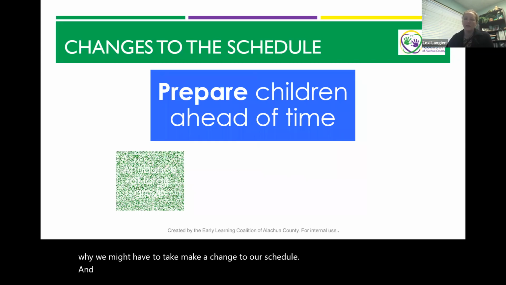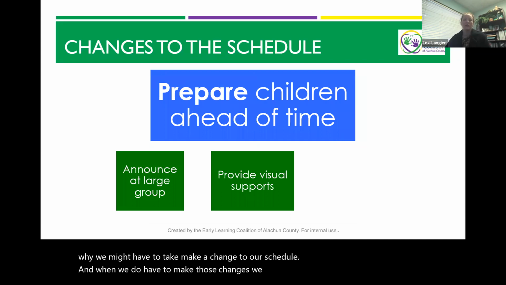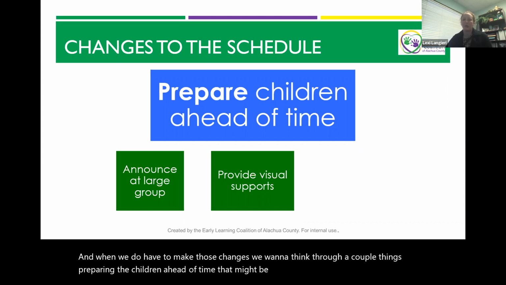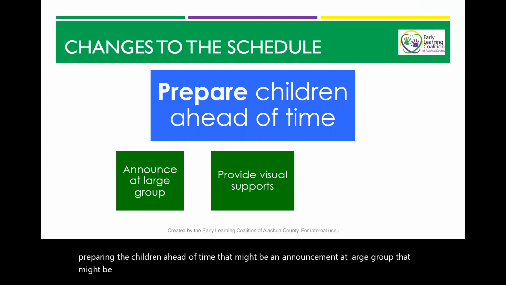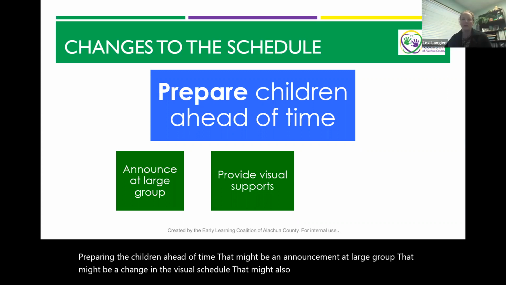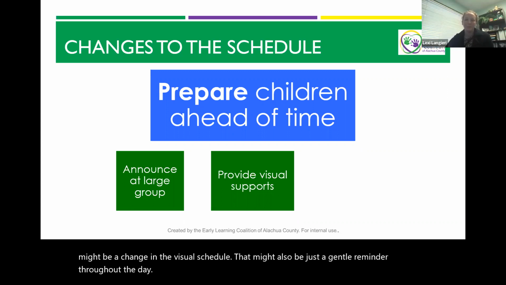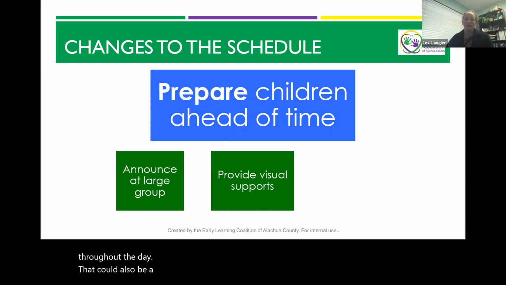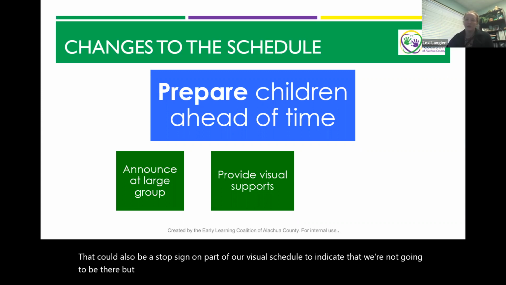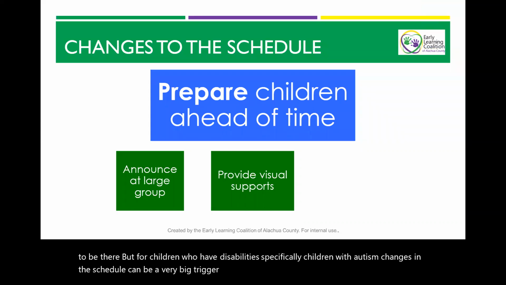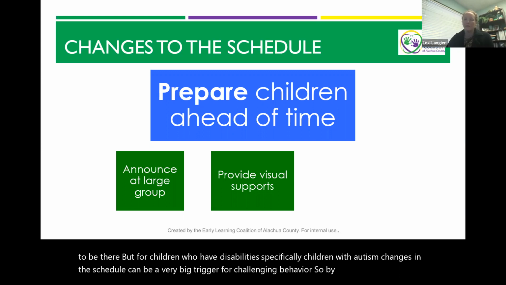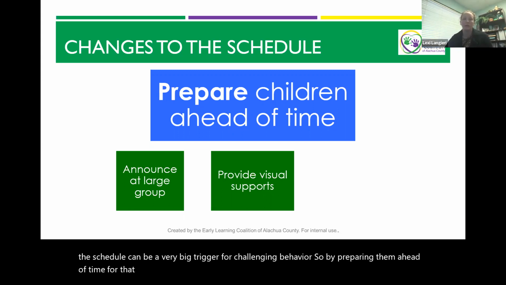And when we do have to make those changes, we want to think through a couple things, preparing the children ahead of time. That might be an announcement at large group. That might be a change in the visual schedule. That might also be just a gentle reminder throughout the day. That could also be a stop sign on part of our visual schedule to indicate that we're not going to be there. For children who have disabilities, specifically children with autism, changes in the schedule can be a very big trigger for challenging behavior. So by preparing them ahead of time for that change, we're going to be able to support them a little bit better.